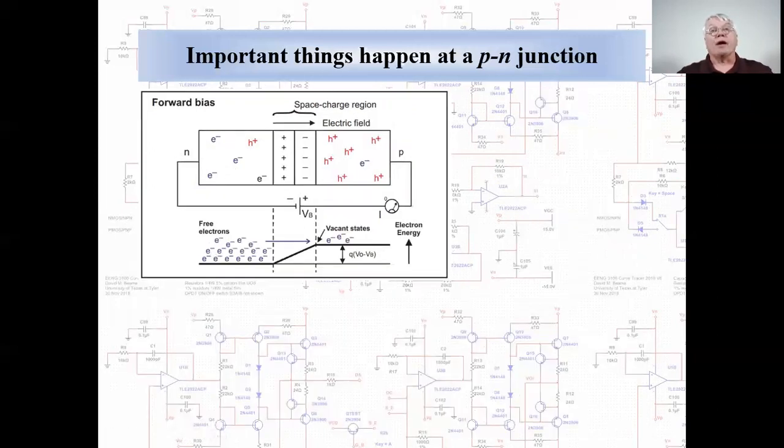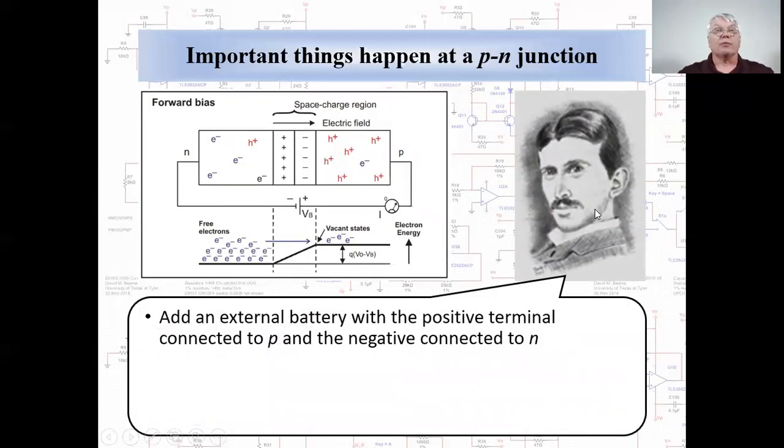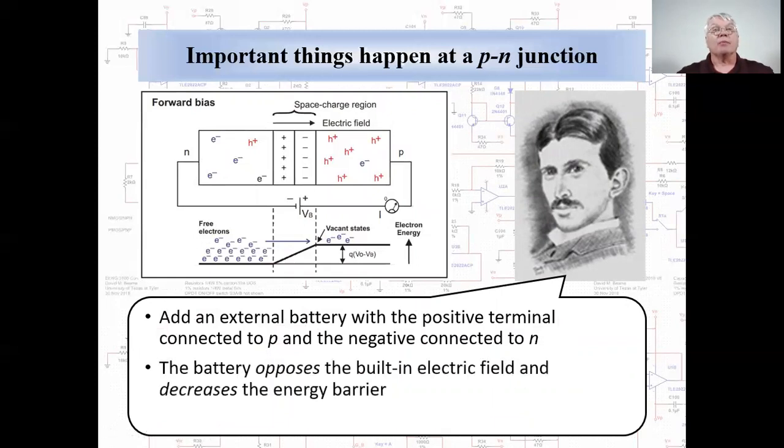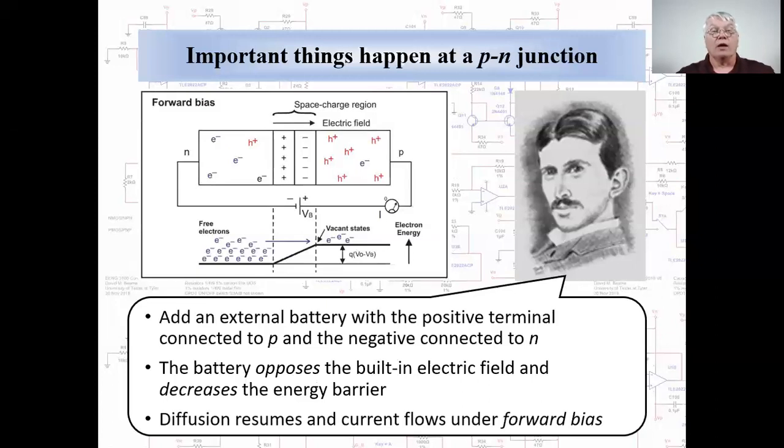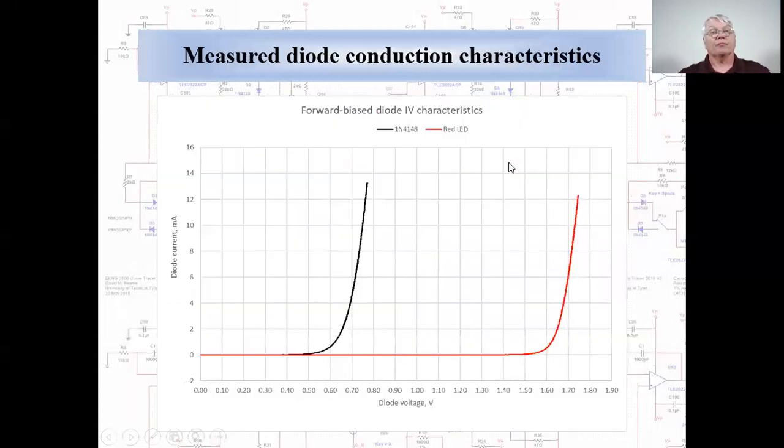But now we reverse the battery, the positive terminal of the battery to P and the negative terminal to N. And Nicola will explain what happens here. Now note the battery polarity. The battery opposes the energy barrier at the junction, and diffusion resumes over this reduced energy barrier, and current flows. This connection is called forward bias. So the PN junction conducts under forward bias, but blocks current flow under reverse bias. It acts just like the Fleming valve. This simple structure is called a diode.